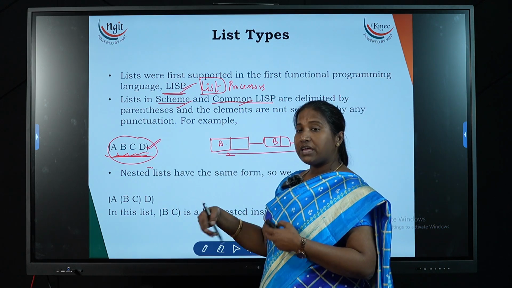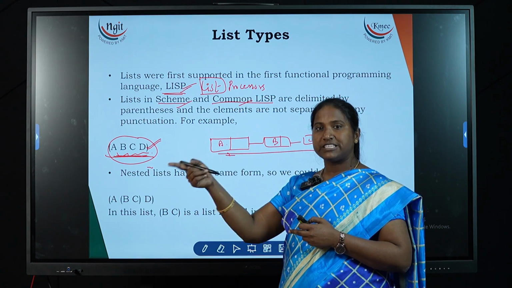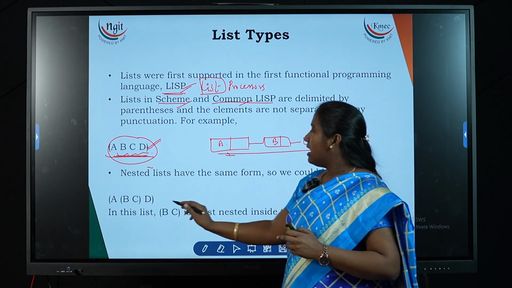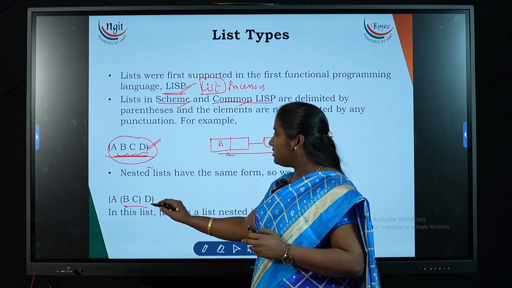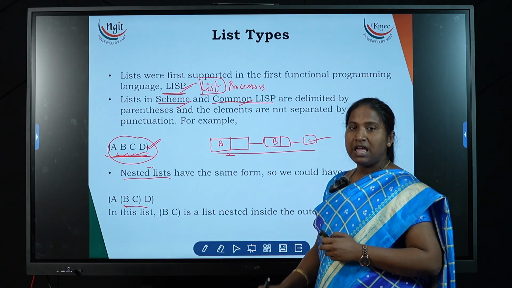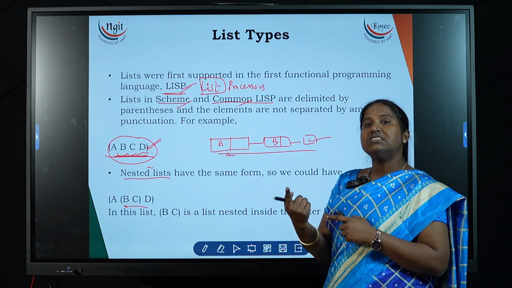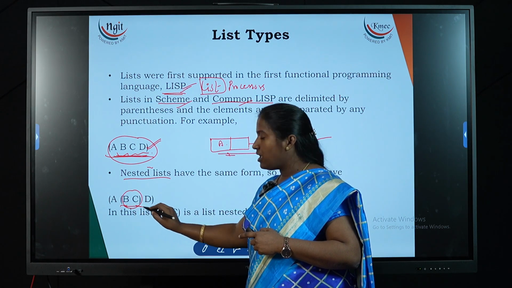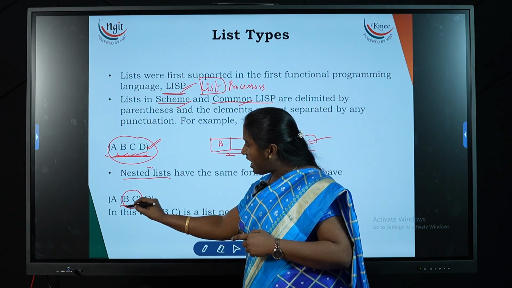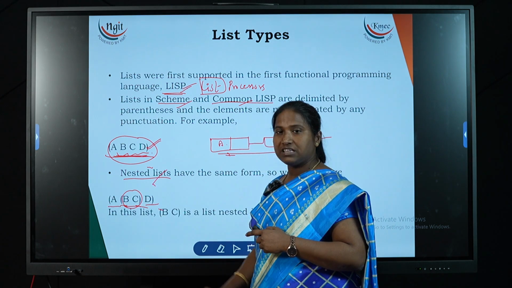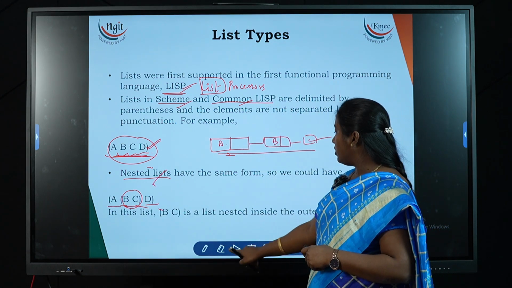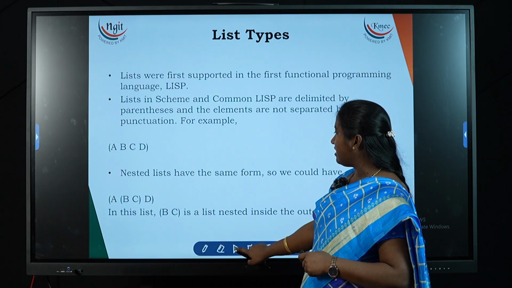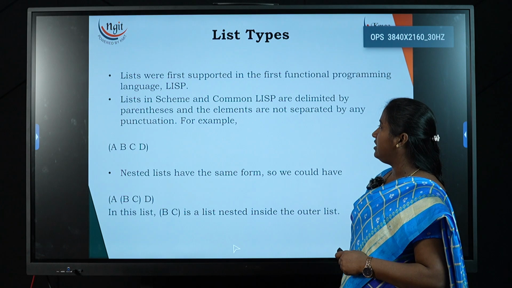Now come down, you can even initialize a nested list in Lisp. Lisp is a language, list is a data type. Now A, B, C, D, these are called a nested list. A list is contained within the list. BC is a list because we notice the parentheses within the other list, hence it is a nested list. So in this list, BC is what? A nested list because it is inside the list.